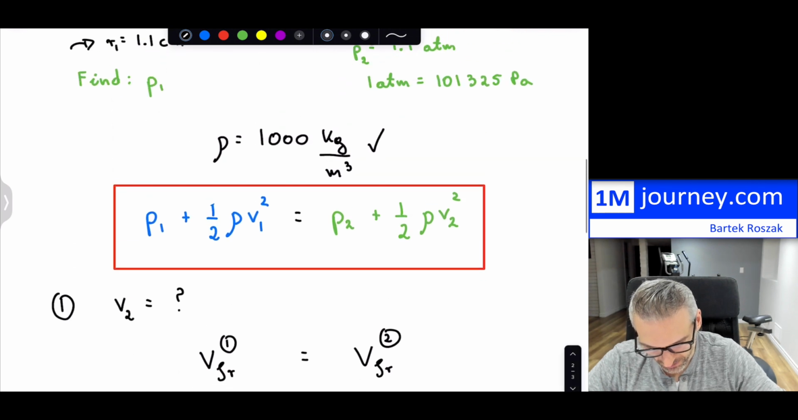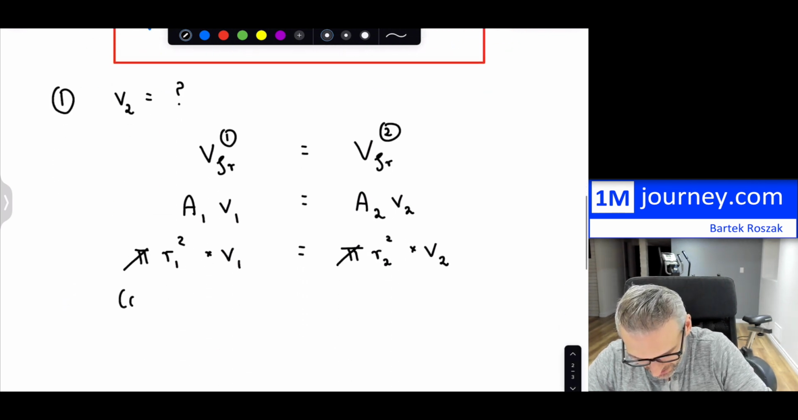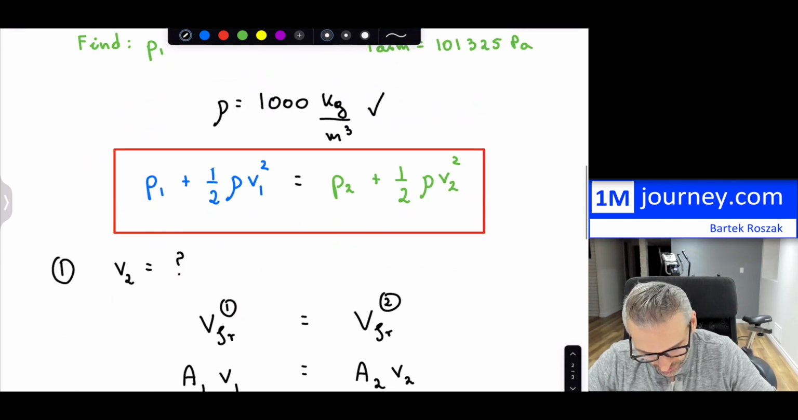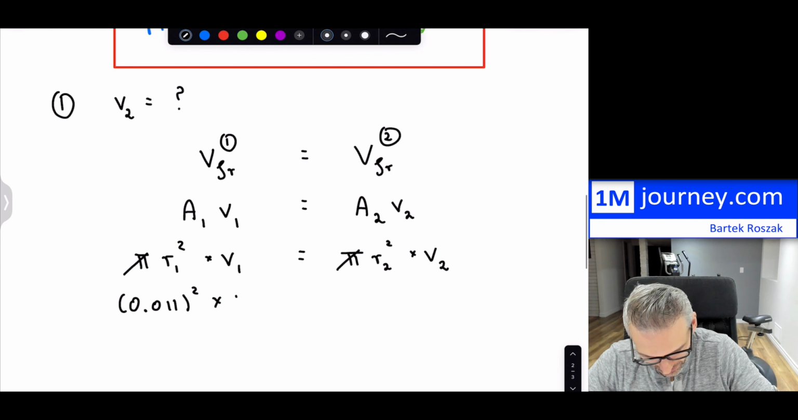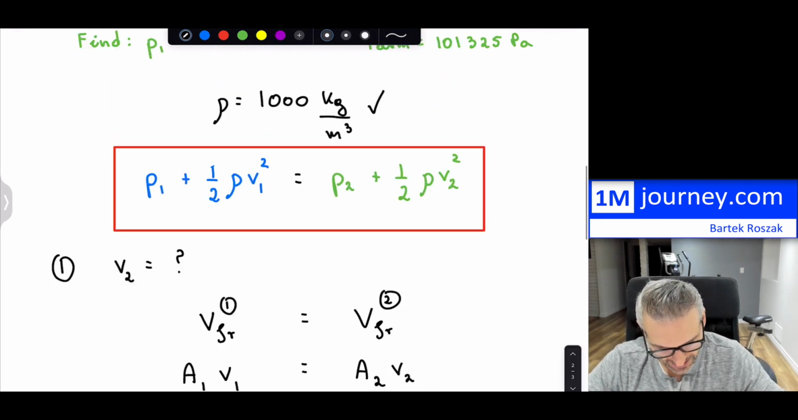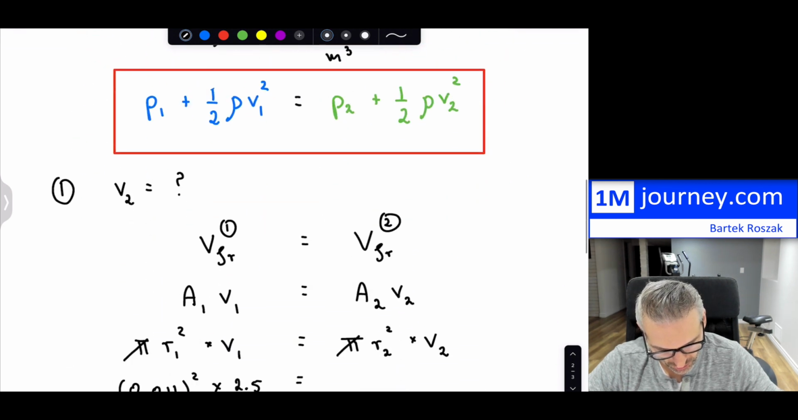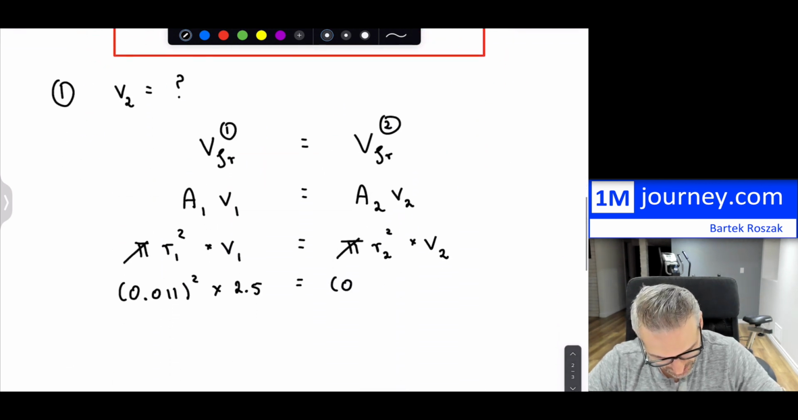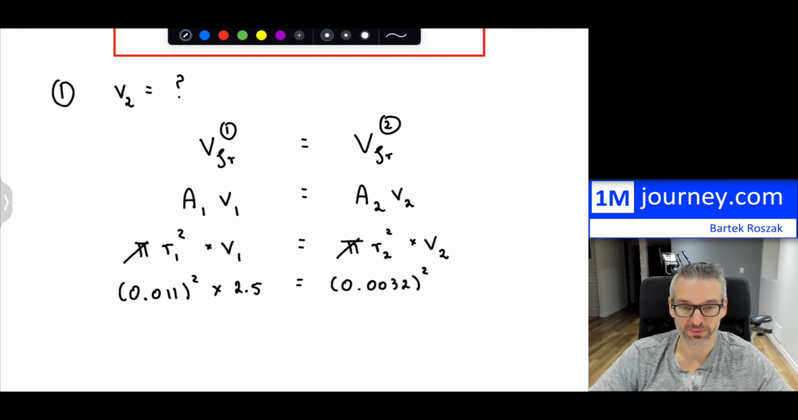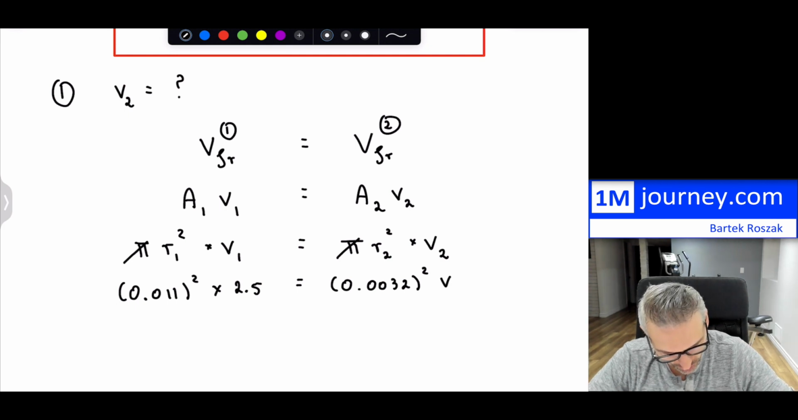So if I put it in SI units, this is going to be 0.011 squared times V1, which is 2.5 meters per second. So that's all in standard units. On the second one, this is 0.32, which is going to be small, 0.0032 squared. Again, I'm changing it to meters from the prefix. And then I just don't know V2.